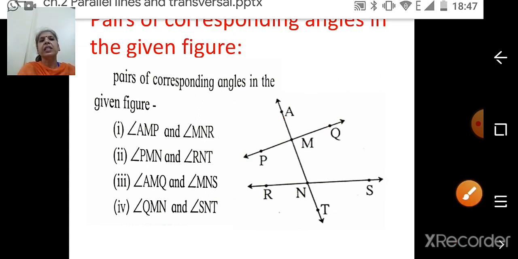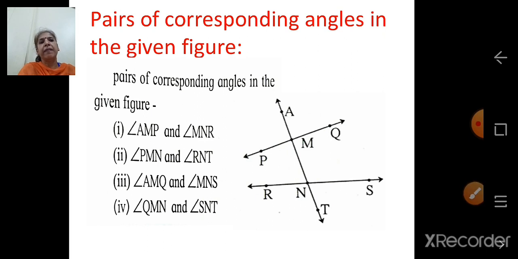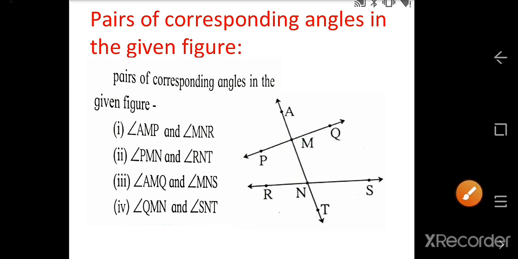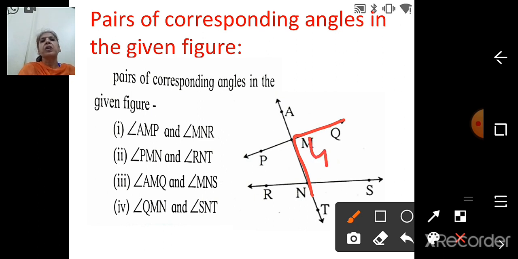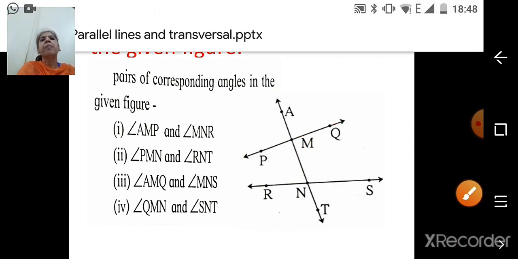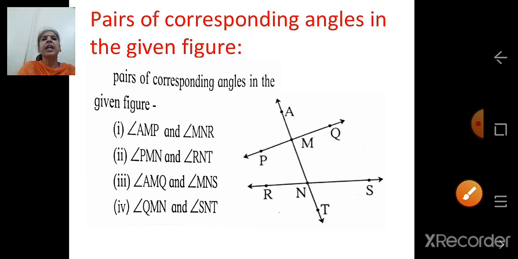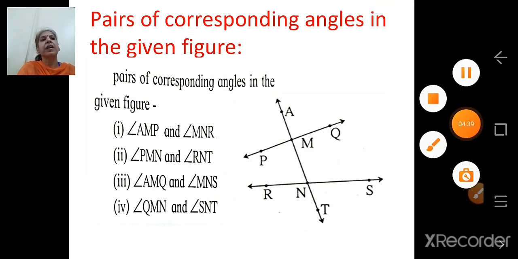Next one is QMN. This is QMN, let us call this 4. So QMN, then S and T. So they are corresponding angles. Both are on the same side of the transversal and same direction. So these are the pairs of corresponding angles in the given figure.